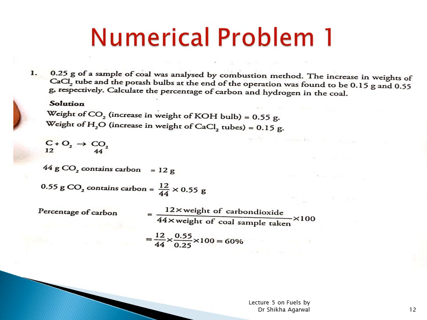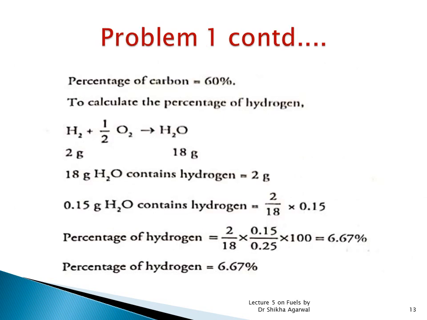Now once again, I have taken numerical problems: the first for estimation of carbon and hydrogen, the second for sulfur, and the third for nitrogen. So the first one, 0.25. If you read this numerical, you will see that the weight of coal is given in the question, the weight of carbon dioxide formed is given, and the weight of water formed is given. Now by placing these values in the formula, we can find the percentage of carbon in the coal sample. Similarly, by placing the values, we can also find the percentage of hydrogen in the coal sample, which works out to be 6.67%.